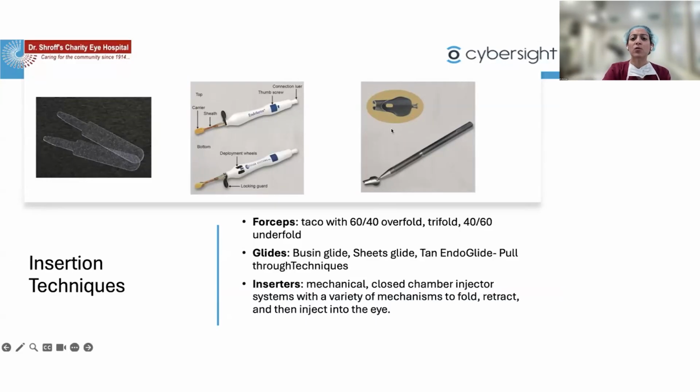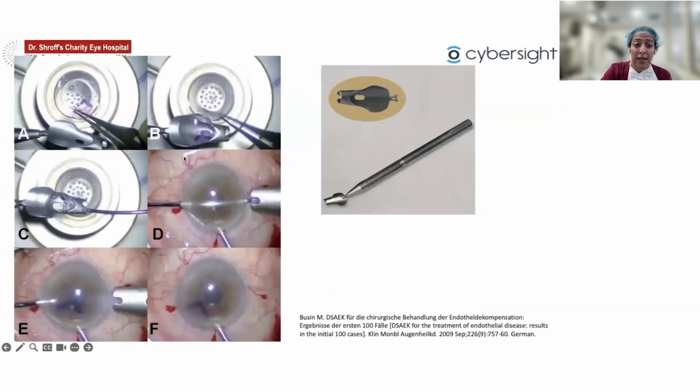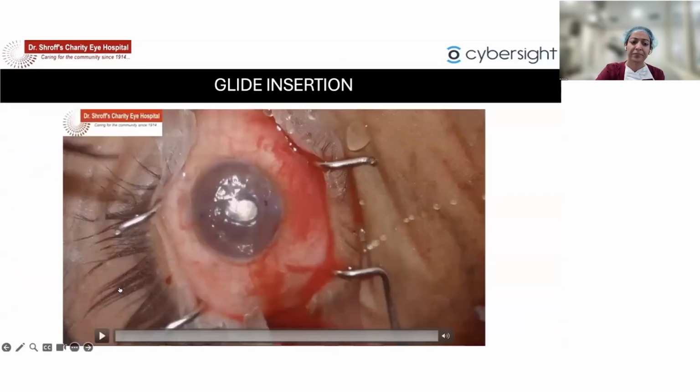The other technique, which is a pull-through technique, is the Busin glide. Busin glide is also a very reproducible technique, where you see on the flange the tissue is placed, and from the opposite side a forceps is put in. The flange of the Busin glide docks the tissue on the eye, and the opposite forceps just pulls the tissue inside into position, and then we go ahead with the rest of the surgery.